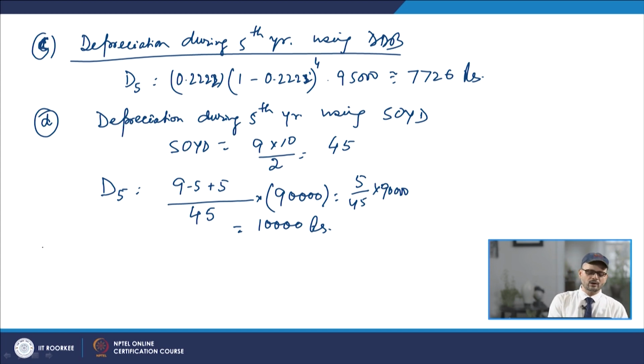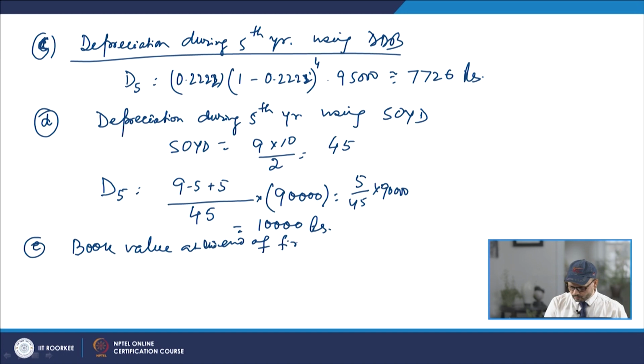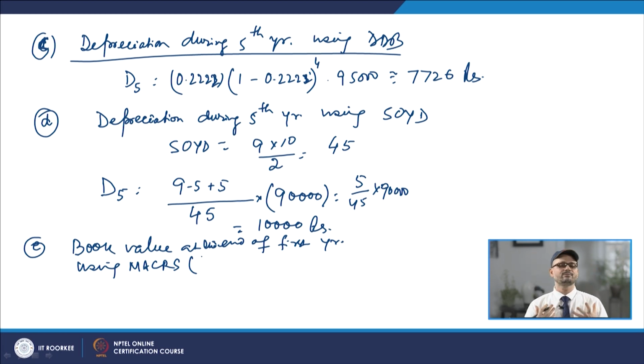Now, if you are told that you have to calculate it using the tax depreciation method, that is MACRS method of depreciation, and you are told to calculate the book value at the end of first year using MACRS, and you assume the property has a recovery period of 5 years. So, it is the 5-year property class.